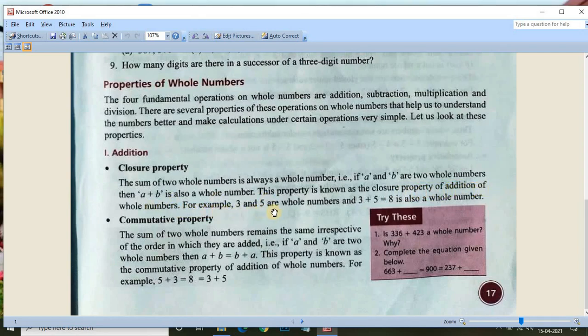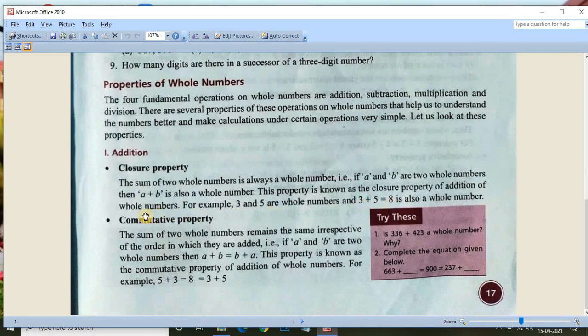For example, 3 and 5 are whole numbers and 3 plus 5 equals 8. Here 3 and 5 mean a and b and their sum, that is a plus b, means 8. So 3 and 5 both are whole numbers and their sum is also a whole number.